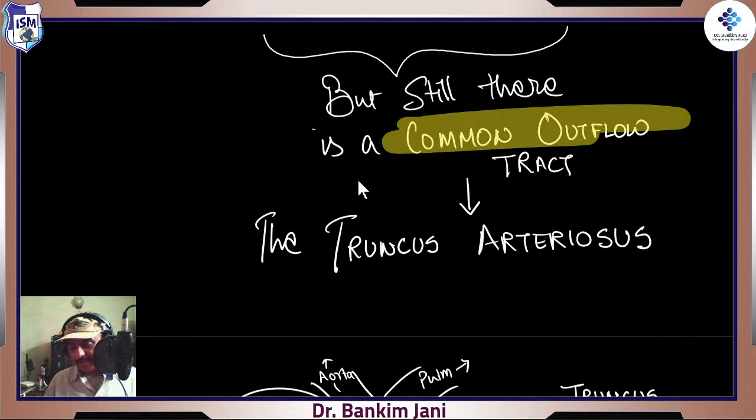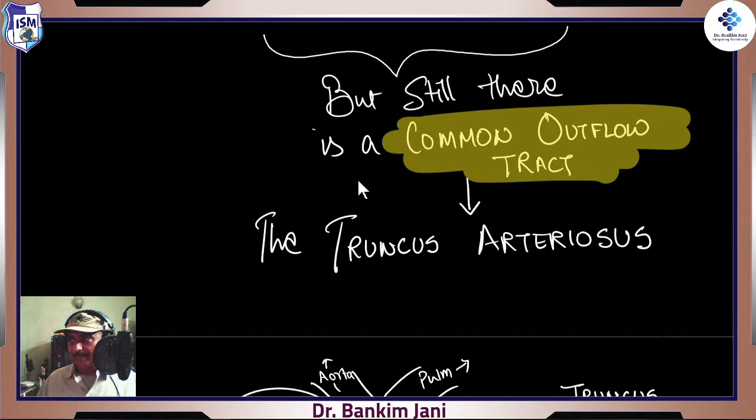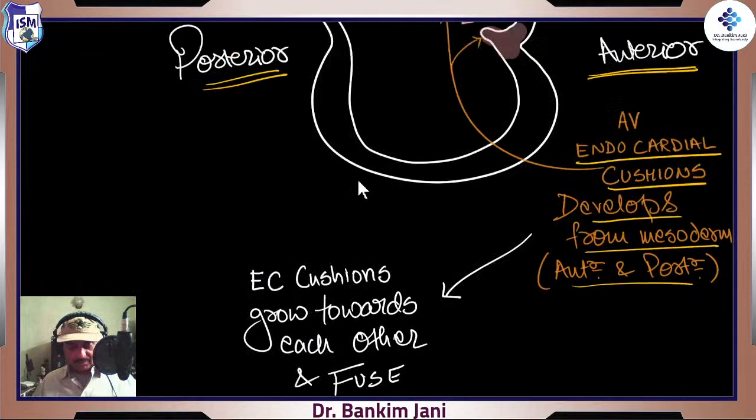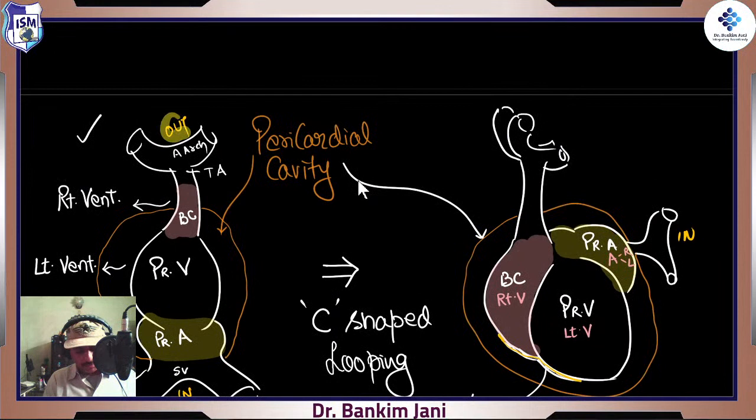Four chambers are nice and ready. But now what about the outflow tract? Why did we say outflow tract? It was here. This is the outflow tract. So everything formed, but this outflow tract is just one. This one, it is one. So let's see how it works.